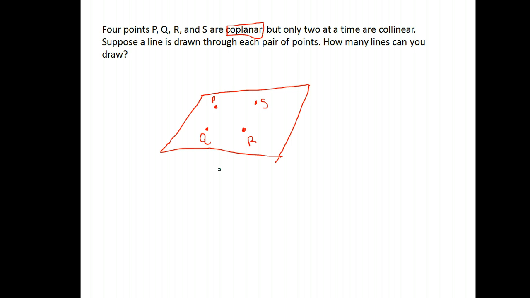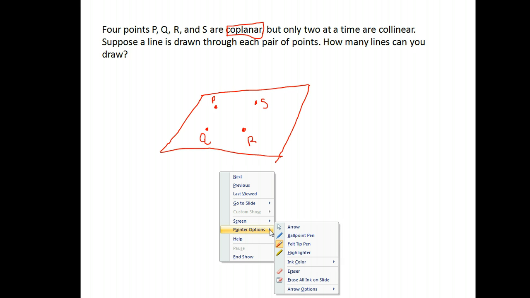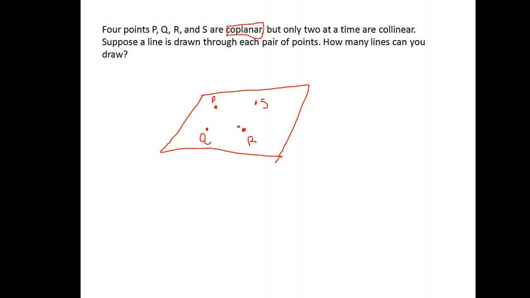All right, let's take a look. How many lines can I draw? Let me get a new ink color. Well, I can draw a line through Q and S. There's one. I can draw a line through P to R. There's two. I can draw a line through P and S. There's three. Through S and R, that's four. R and Q, that's five, P and Q, that is six. We can draw six lines.